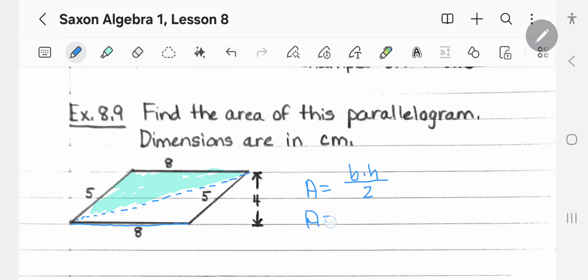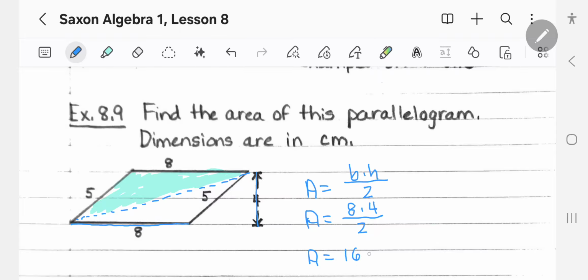And we see that our base is 8. Now what is our height? Is it this 5? No, it's slanted, right? We need a height that's perpendicular to the base that we're using. So that would be 4. And then we're going to divide that by 2. 8 times 4 is 32. And then divided by 2 is 16.